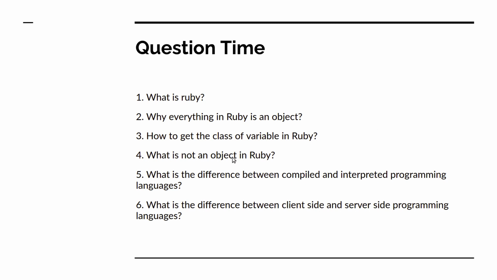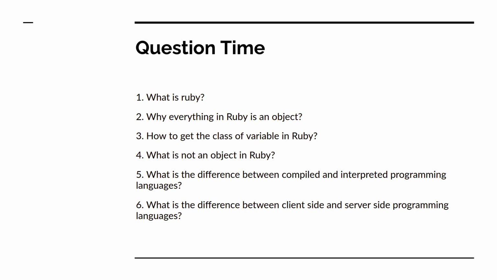Also, the difference I explained already: what is the difference between compiled and interpreted programming languages, and what is the difference between client side and server side programming languages. However, in this video I haven't explained what a client side programming language is, but I can give you an example: JavaScript is a client side programming language. So now you can research from your end to know better what a client side programming language is. But I explained the server side programming languages, and you must know the difference between both of these.